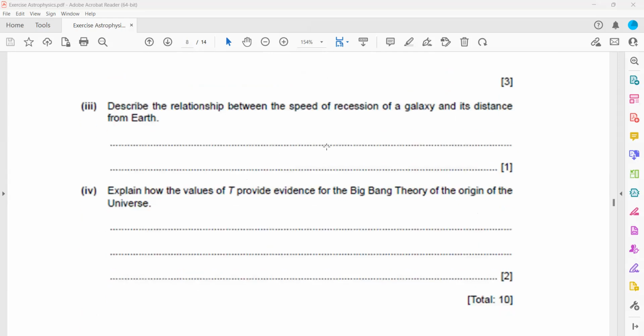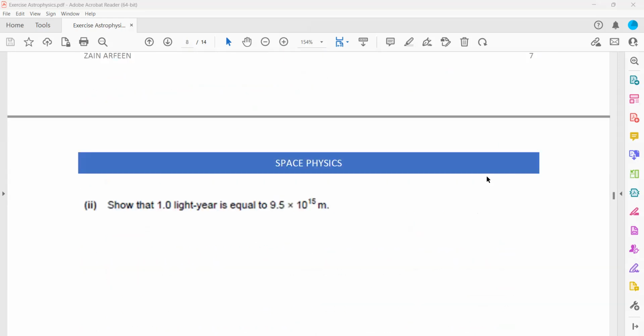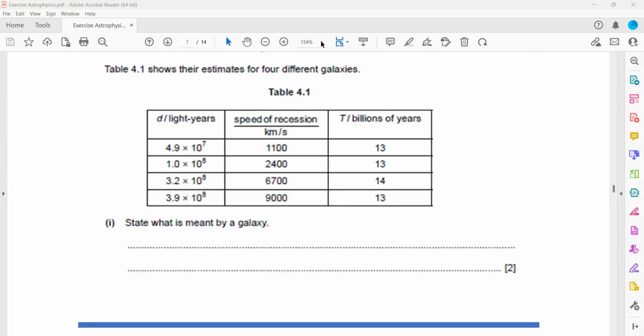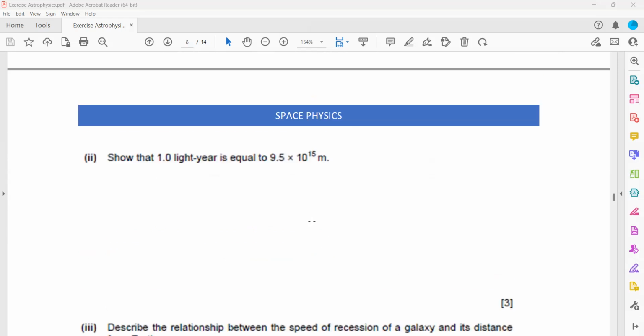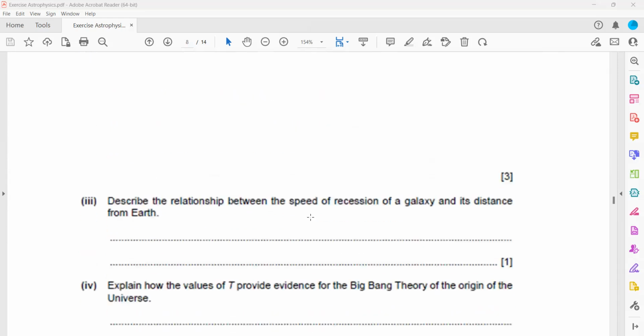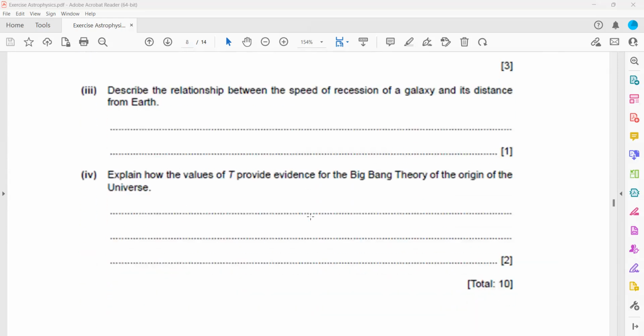Then describe a relation between the speed of recession of a galaxy and its distance from Earth. Speed and distance, how are they related to each other? You can see that as the distance from Earth is increasing, what happens to the speed of the galaxy? That is also increasing. The speed of a galaxy increases as the distance increases.